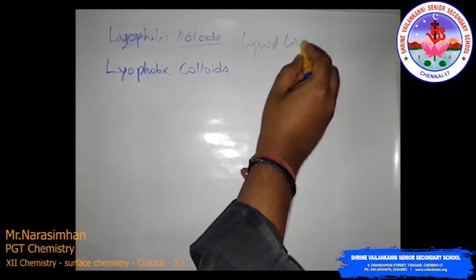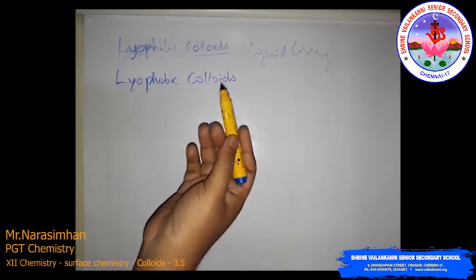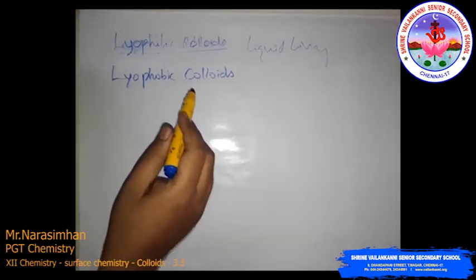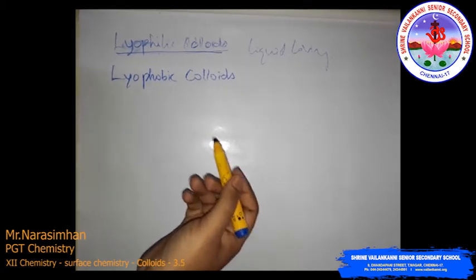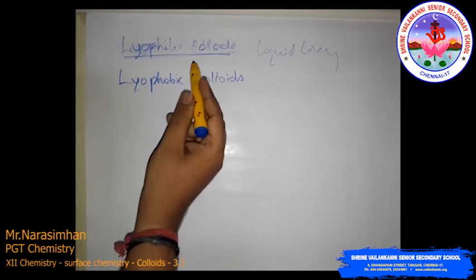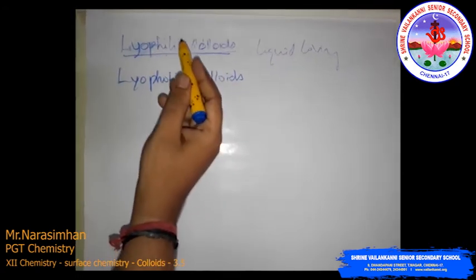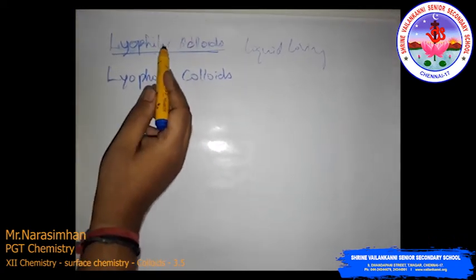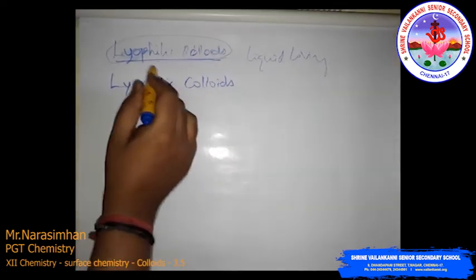Liquid loving. The colloidal sol is directly formed by mixing substances like gum, gelatin, starch, etc., with a suitable liquid as the dispersion medium. These are called lyophilic sols. A characteristic of lyophilic colloids is that if the dispersion medium is separated from the dispersed phase, the sol can be reconstituted by simply remixing with the dispersion medium. That is why these are called reversible sols. These lyophilic sols cannot be easily coagulated.